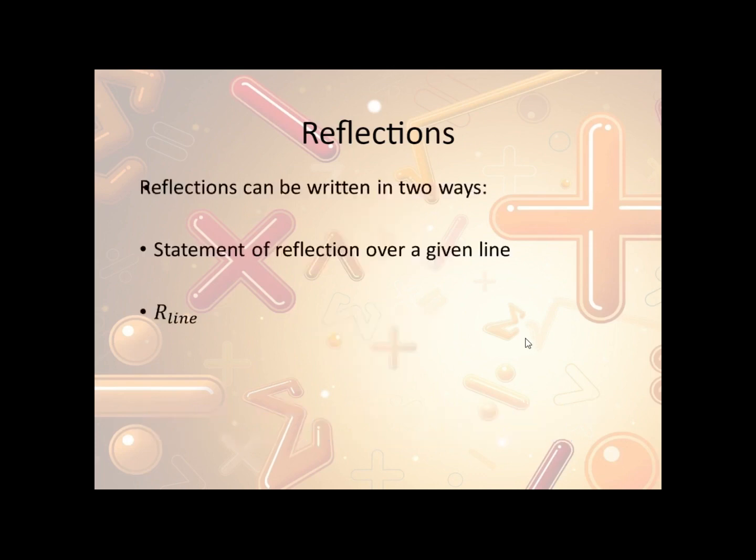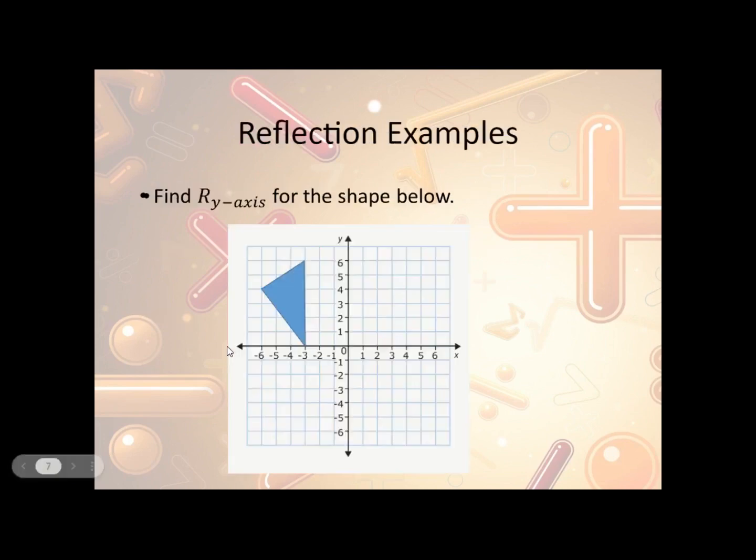Reflections can be written in two ways. So we could write it as a statement. I could say, hey, we're reflecting this over the y-axis. Or it could look like this with the r, and then below that, it's going to say the equation for the line that we're reflecting over. So for instance, we have r y-axis. So that means we're going to reflect it over the y-axis.